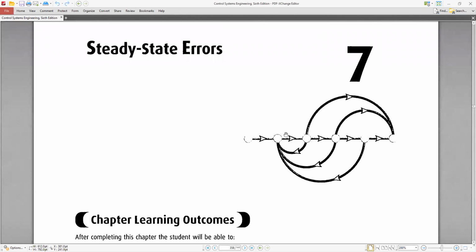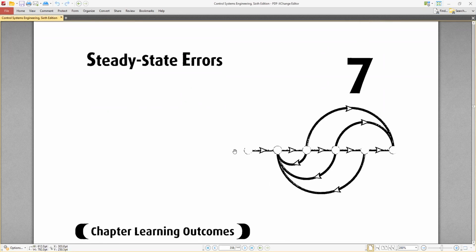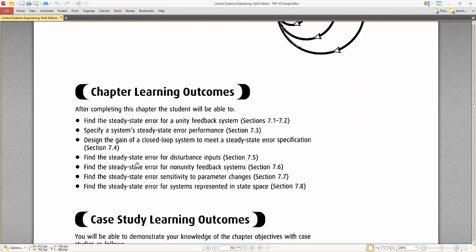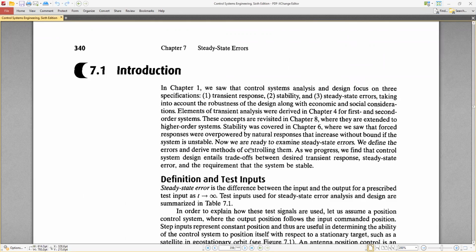Chapter 7, which is the steady state errors. In this chapter we'll say a few things like what is a steady state error, and some regarding problems.